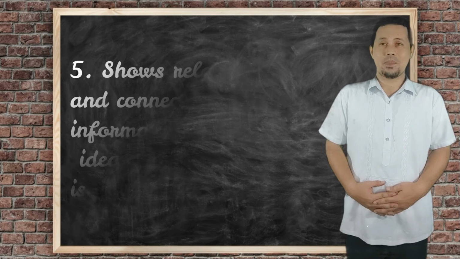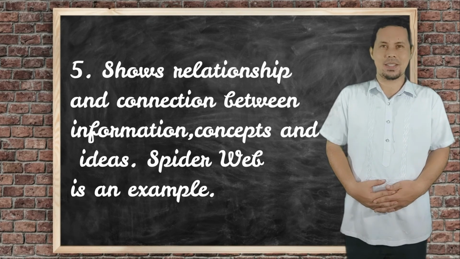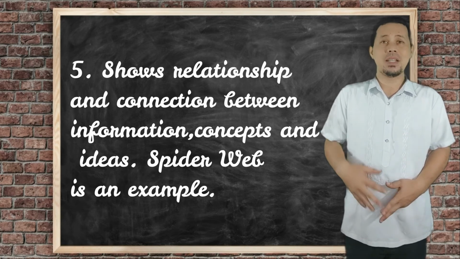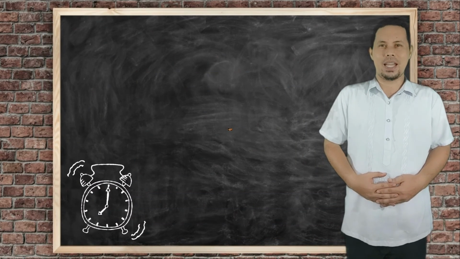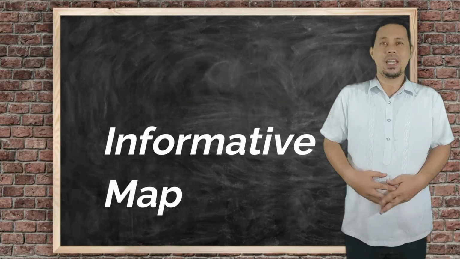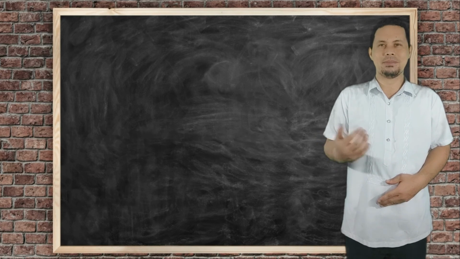And the last, it is a visual organizer that shows relationship and connection between information, concept, and ideas. Spiderweb is an example. And the correct answer is informative maps.